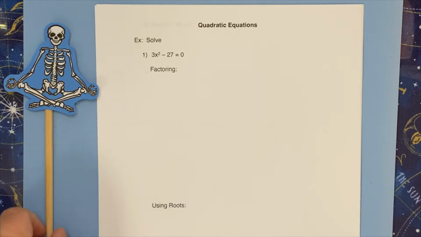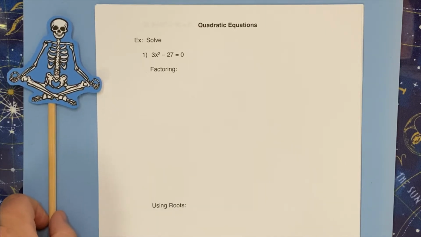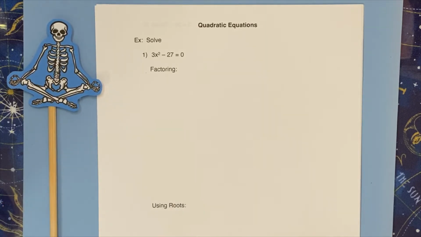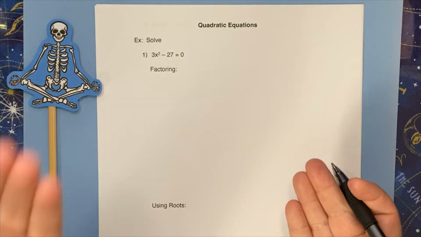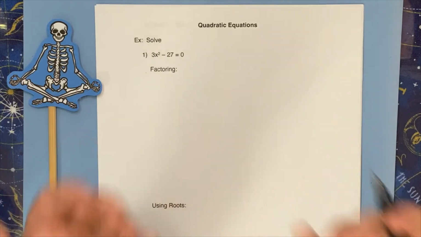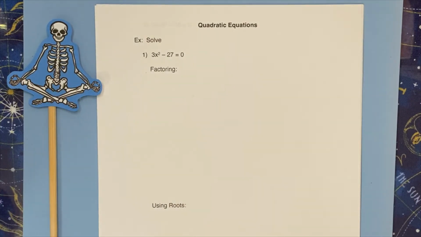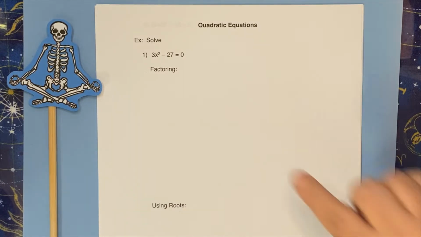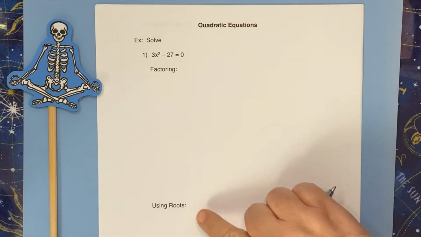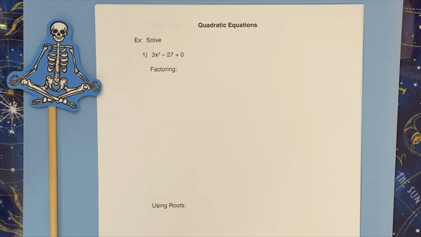Woohoo! I've got my friend here, yoga skeleton, reminding you to stay in balance. Do the same thing to the left as you do to the right, all that good stuff. So for quadratics, generally speaking, if you don't use the quadratic formula, you have two other big techniques. One is factoring and one is using roots. So I'm going to show you an example of each.